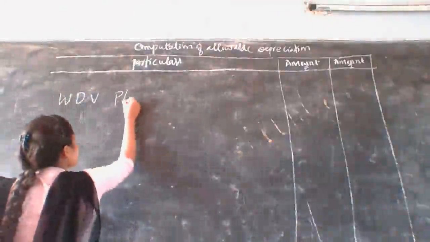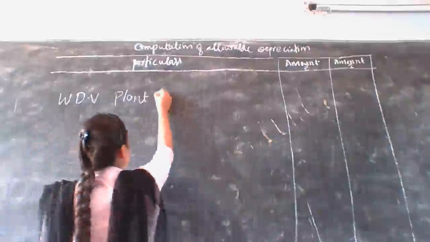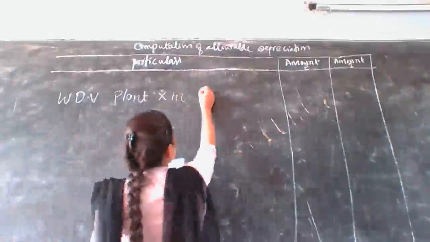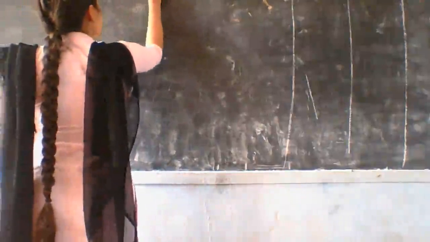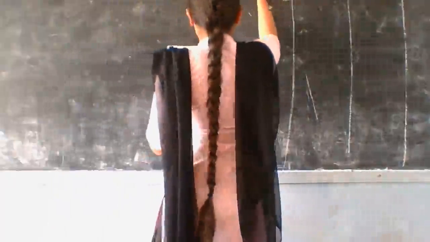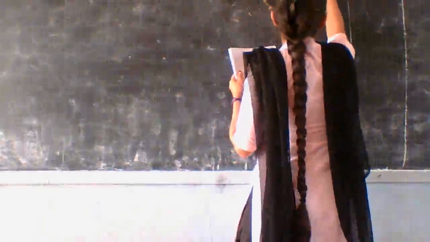WDV of plant and machinery as on 1st April 2019 is 4 lakh. Add purchase in July 2019, 50,000.